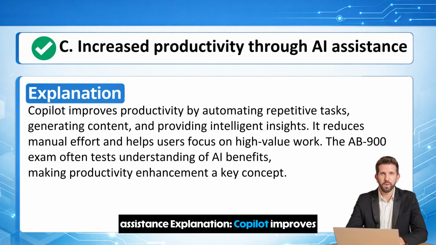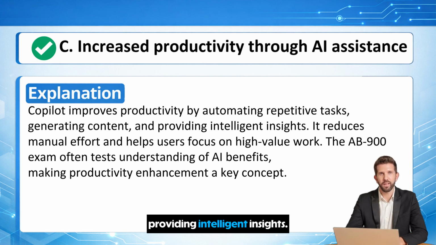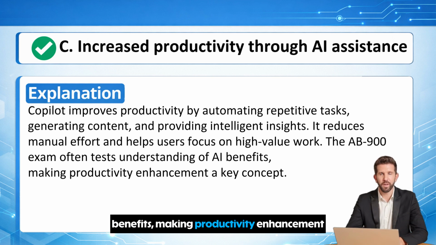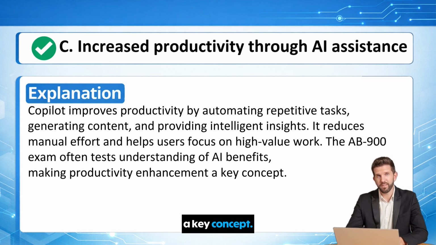Explanation. Copilot improves productivity by automating repetitive tasks, generating content, and providing intelligent insights. It reduces manual effort and helps users focus on high-value work. The AB-900 exam often tests understanding of AI benefits, making productivity enhancement a key concept.